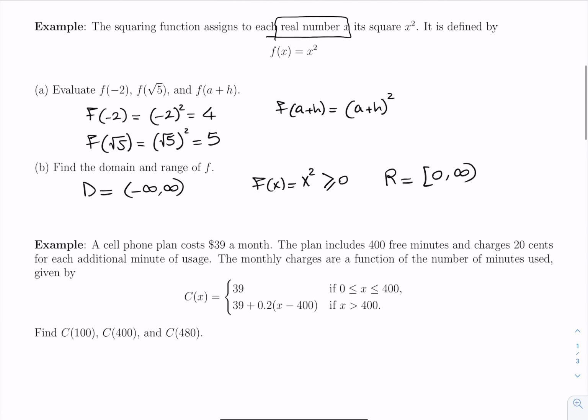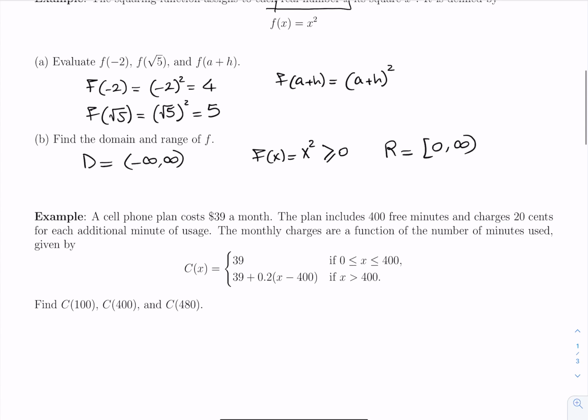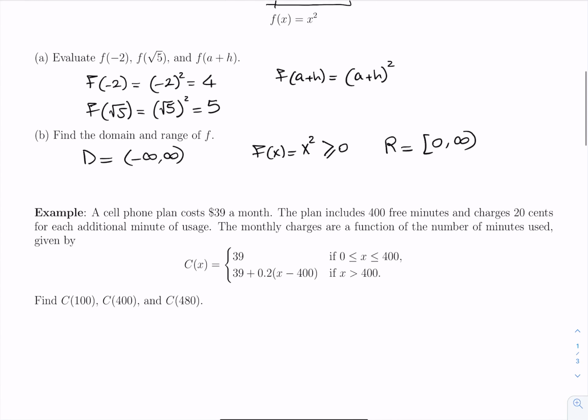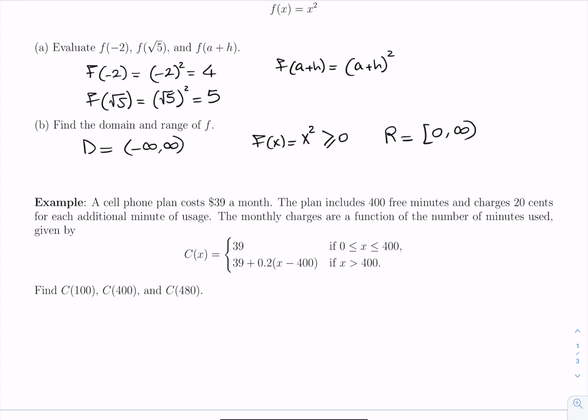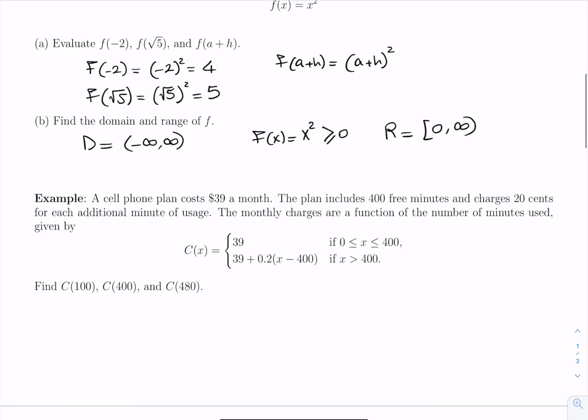In the next example, we can look at a more real-life example for a function. Let's look at a cell phone plan. Cell phone plan costs $39 a month. This plan includes 400 free minutes, and charges 20 cents for each additional minute. So we would like to set up a function that would present the cost for the cell phone depending on the number of minutes which you have used the phone for.